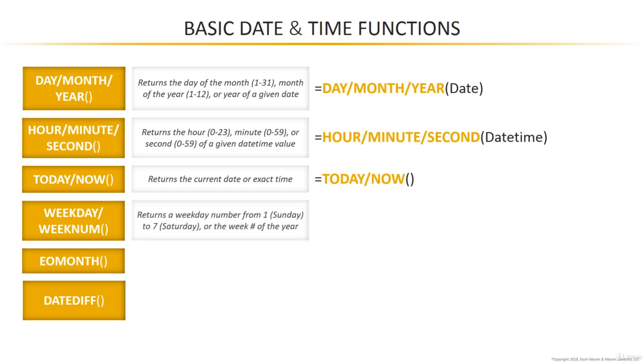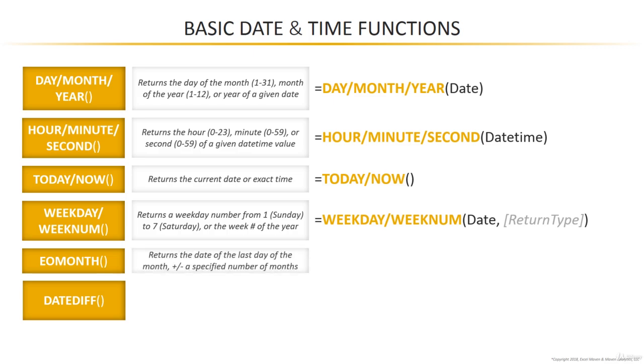Now, weekday and weeknum, two of my favorite date functions here. Weekday returns a weekday number by default from 1 to 7, representing Sunday to Saturday, and weeknum captures the week number of the year. So for syntax, first argument is the date column, second argument is the return type, and this is where you can tell Power BI exactly how you want your weeks to start, whether it's a Saturday, a Sunday, a Monday, etc.